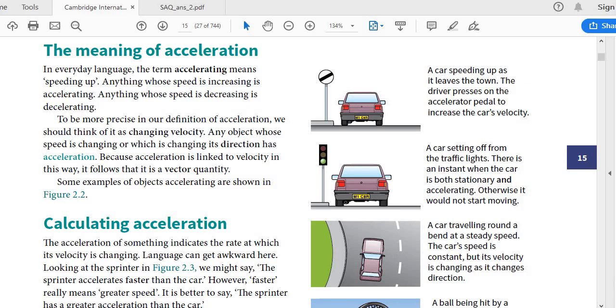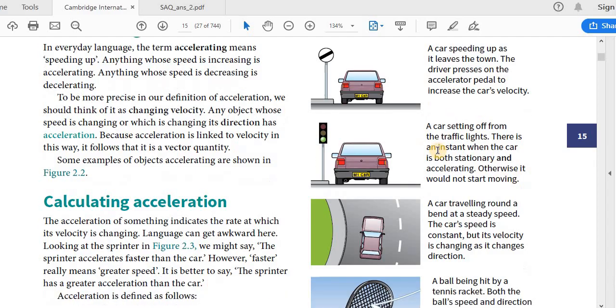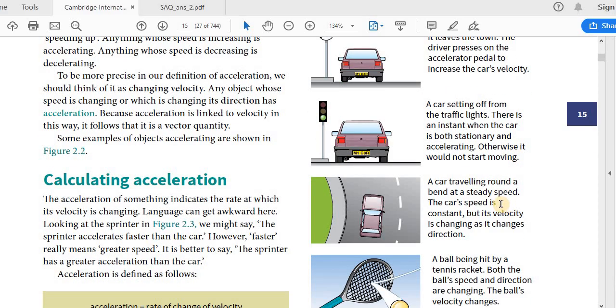Okay, so similarly, that's what they say over here. A car setting off from the traffic lights: there is an instant when the car is both stationary and accelerating. Otherwise, it would not start moving. A car traveling around a bend at a steady speed: the car's speed is constant, but its velocity is changing as it changes direction. Now, this is an example of circular motion. You see, the speed is constant, but because the direction is changing, the velocity is changing.